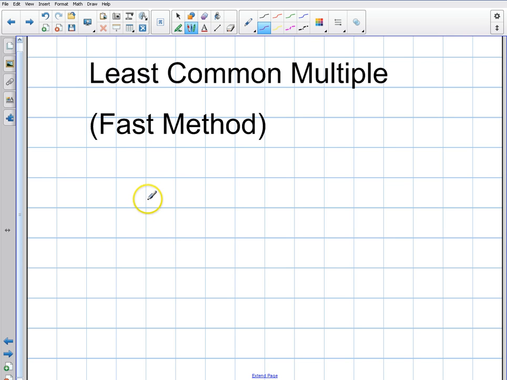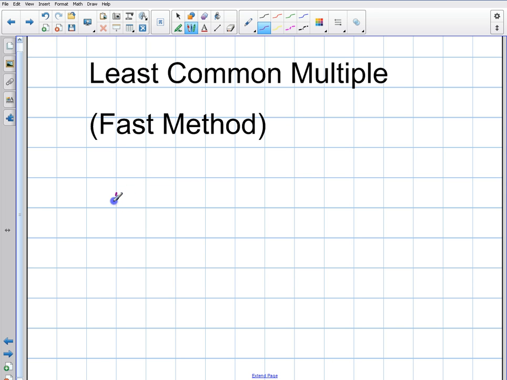And the reason I showed you the factor trees in the last video is because I want you to understand how to create a prime factor tree and then how you pull out the factors that they have in common. But really, I'm going to show you a faster method now, and this is pretty simple, to find the least common multiple.